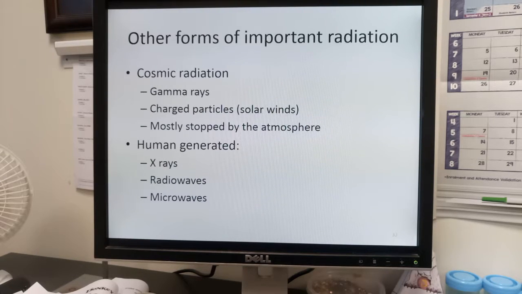Other forms of important radiation include gamma rays from cosmic radiation, charged particles in the solar winds, and most of that is stopped by the atmosphere and the magnetic field of the Earth. And then we've got your human-generated radiations, which are your X-rays, microwaves, and so on, radio waves.